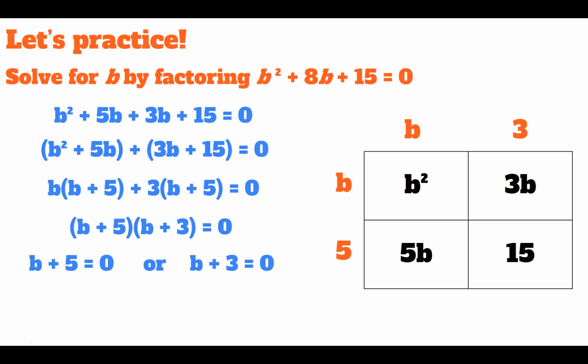When I have b plus 3 equals 0, how am I going to move the 3 away from the b? Subtract that one also. So we get b is equal to -3.